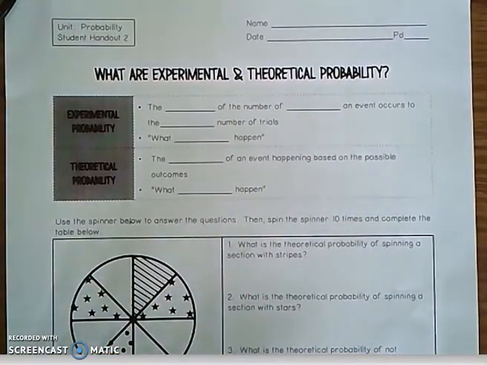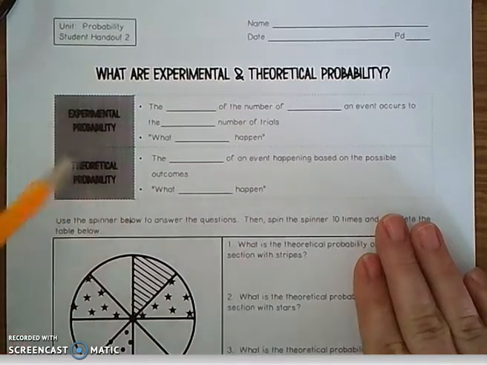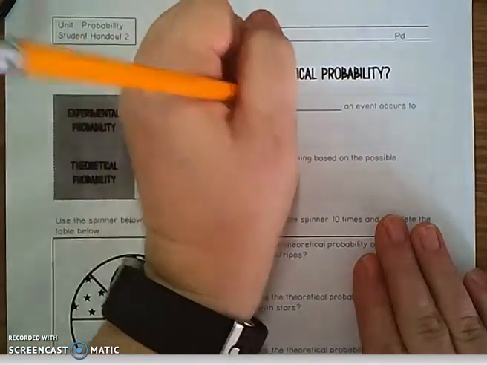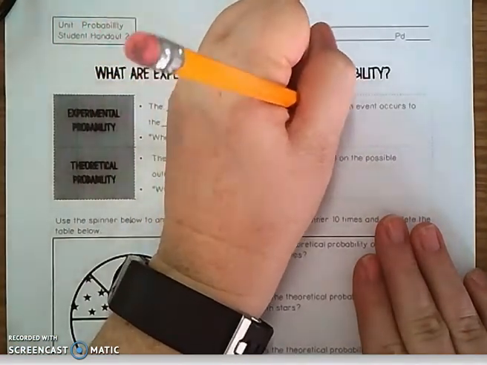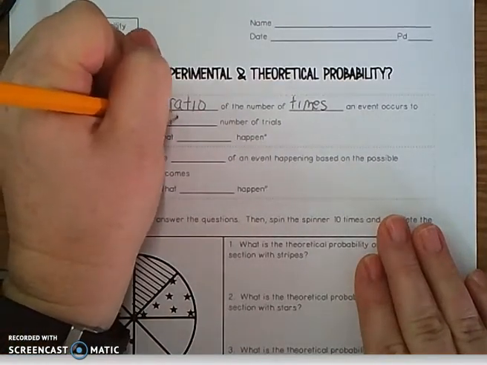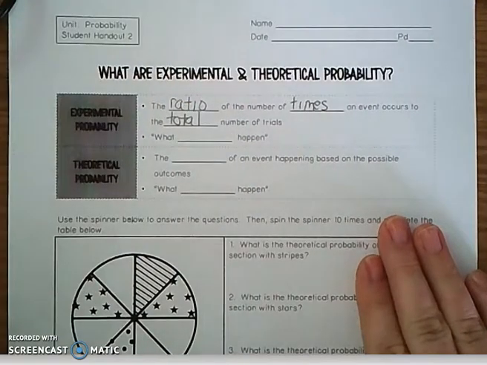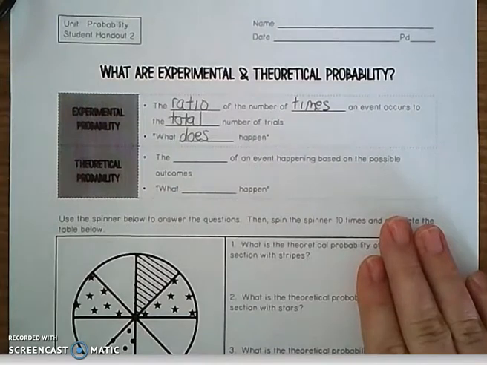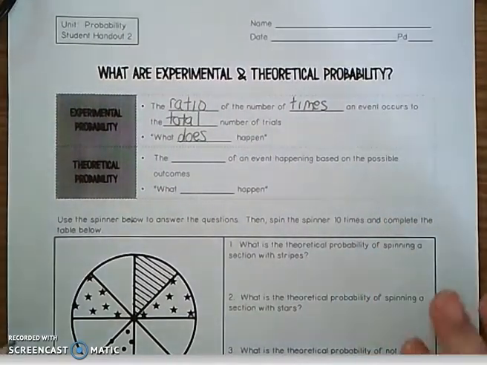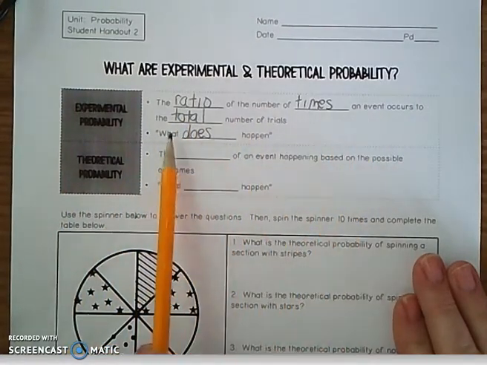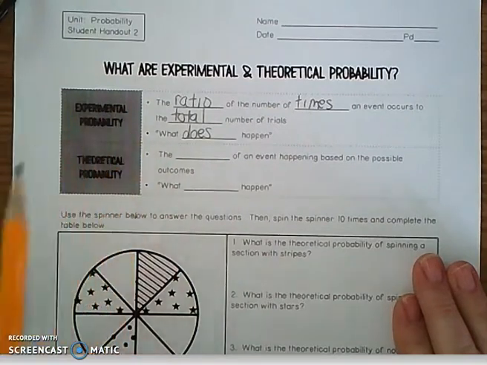Okay, so here we go with our notes. Experimental probability is the ratio of the number of times an event occurs to the total number of trials. The question you ask in experimental probability is what does happen? Think of this as a lot like science class. You're performing an experiment. So experimental probability is the ratio of the number of times an event occurs to the total number of tries. An experiment is you're actually going to do it.